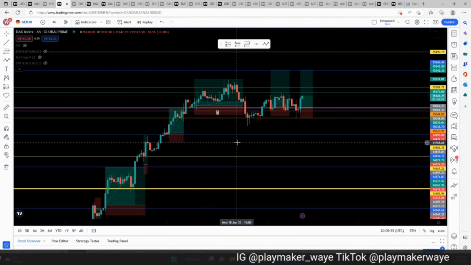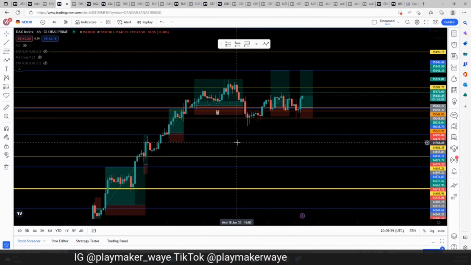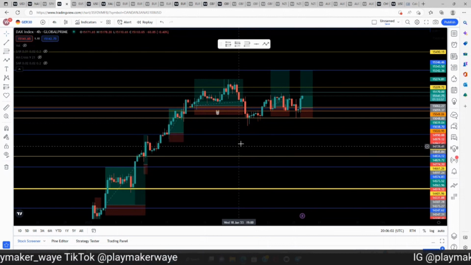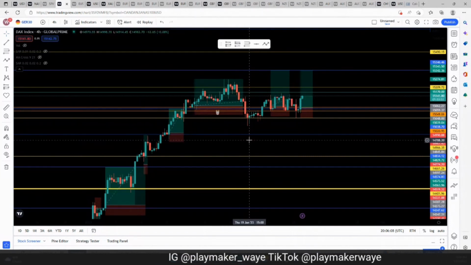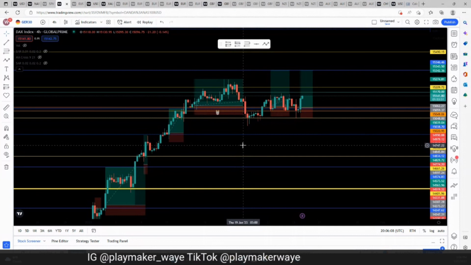So you want to make sure that what you're risking, you're at least going to be making at least double that. That way it's even worth entering the trade. And then the bonus tip, you need to calculate your lot size. That way you're risking the same percentage consistently each trade, no matter what the stop loss is.